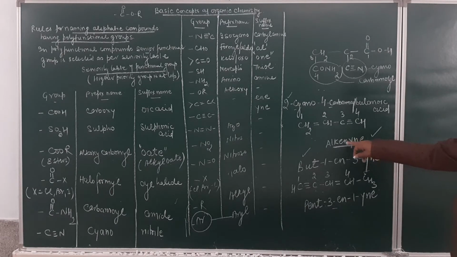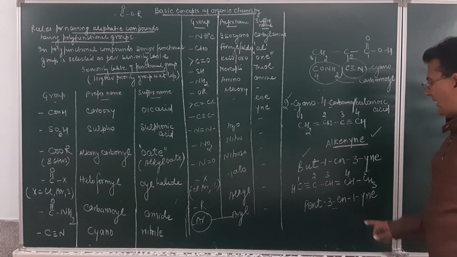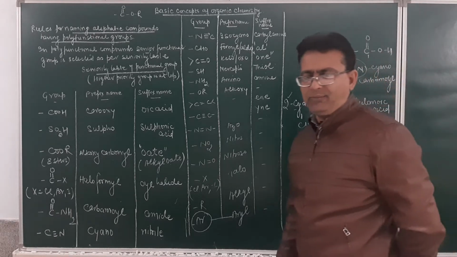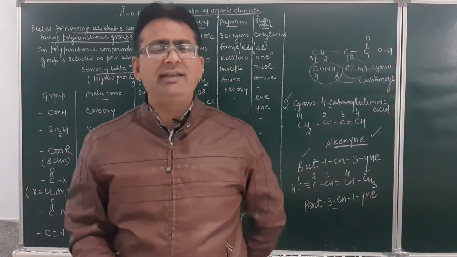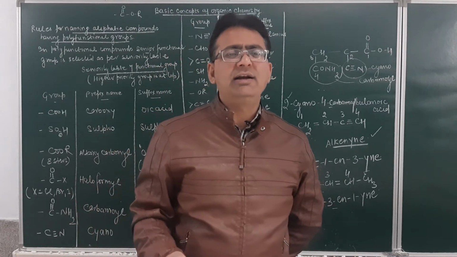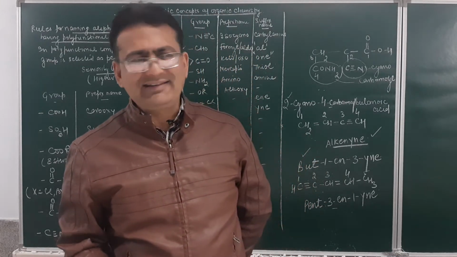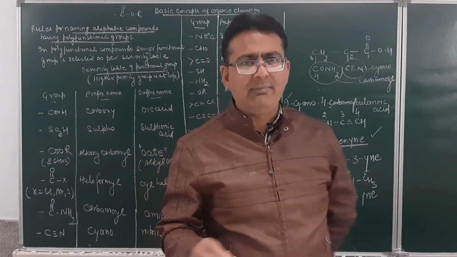The name will be given with the base name, that is alkene-yne. But if both are getting the same number, the double bond must be given the lower number. If they are getting different numbers, then whichever is getting a lower number must be assigned the lower number.